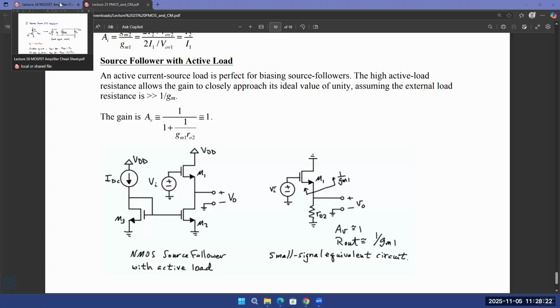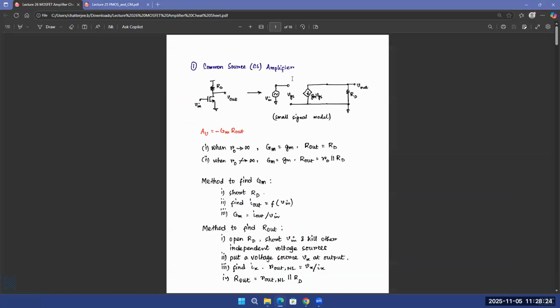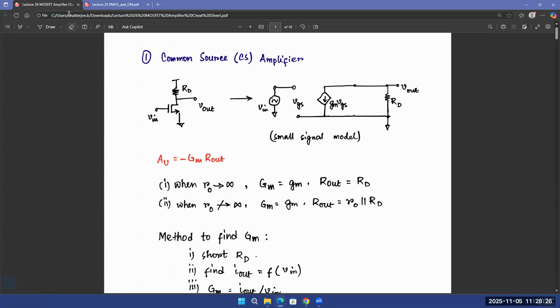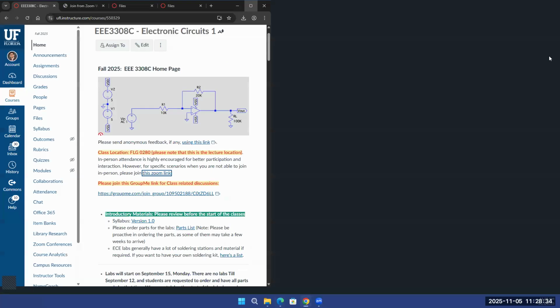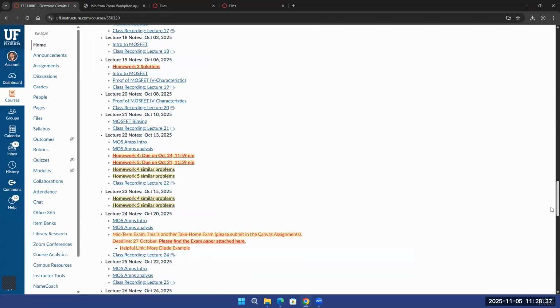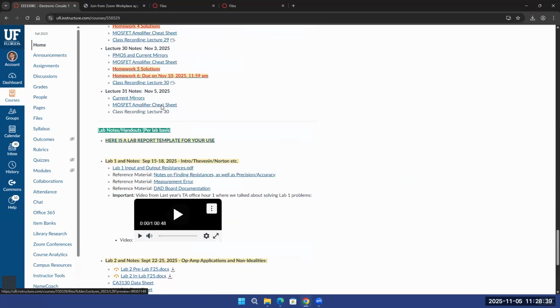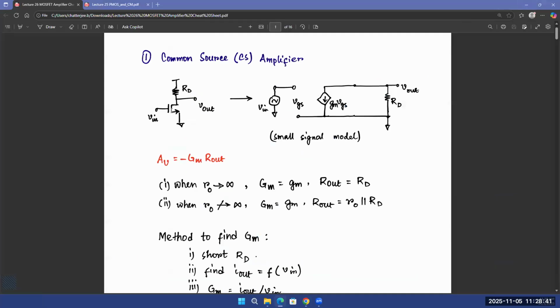If not, I would like to start summarizing what we learned in terms of MOSFET-based amplifiers. And this is the MOSFET cheat sheet that I have already posted on Canvas. I'll discuss this today as well as in Friday's lecture. And this is just a summary of whatever we have learned, right?